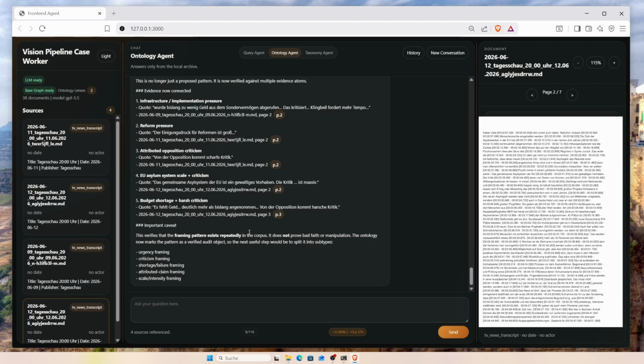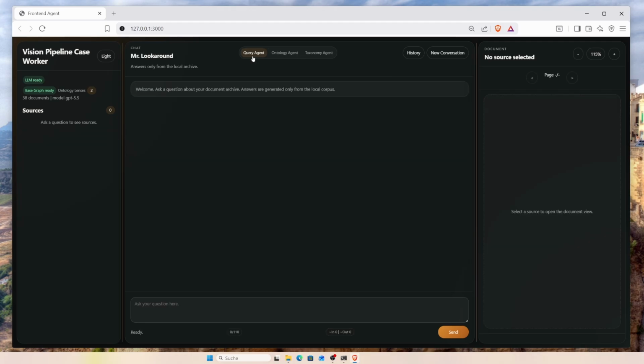So to close this, we now go back to the query agent and just ignore here, there is just one ontology lens, not two. I don't know why this bug happened. So I will have a look at that at some point. And then just ask it, well, what does the ontology lens claim?